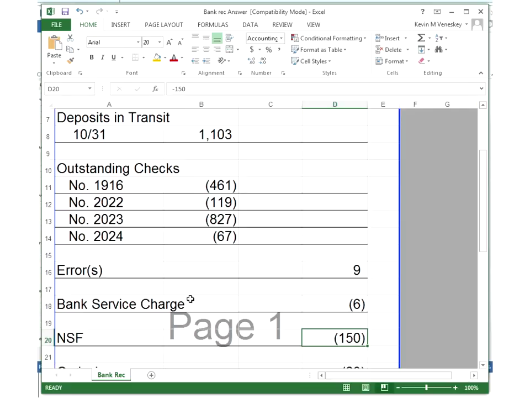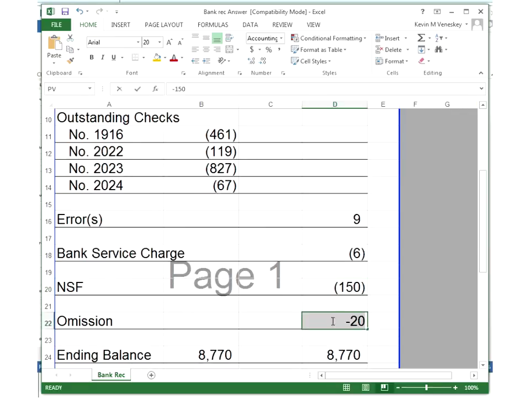The last thing it said, we forgot to write something down. The owner took out a little bit of money. If the owner takes it out, of course it's going to show up in the bank that there was a withdrawal. But in our books, it doesn't. It was just omitted. So we need to go in and show that $20 was removed.